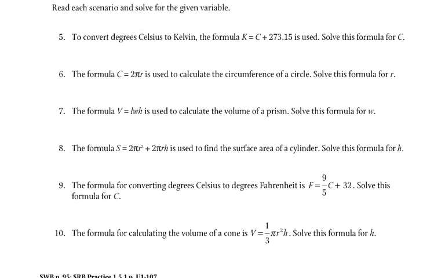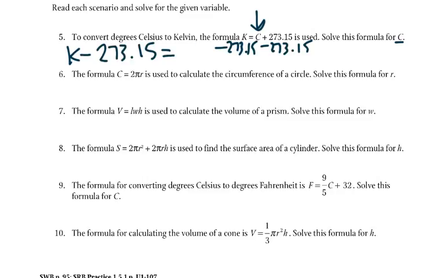Okay, it says read each scenario and solve for the given variable. So we're just going to do some more rearranging. To convert degrees Celsius to Kelvin, the formula is K equals C plus 273.15. Solve for C. So if we want to get C by itself, we just subtract 273.15 from both sides. Simple enough, right? So we'd get K minus 273.15 equals C.